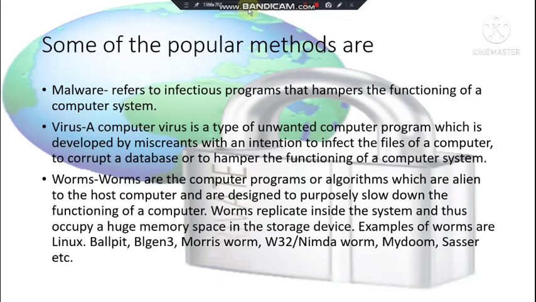Some of the files will be corrupted and your system will not be functioning properly. Now worms. Worms are computer programs or algorithms which are alien to the host computer and are designed purposely to slow down the functioning of a computer. You all know that if you have proper RAM, your system will be working properly, and if it is filled, it will work slowly. So what do worms do? They replicate themselves and cover a large area in your system, because of which your system starts working slowly. Some examples of worms are Linux, ball pit, Morris worm, and many more. Learn about two to three.